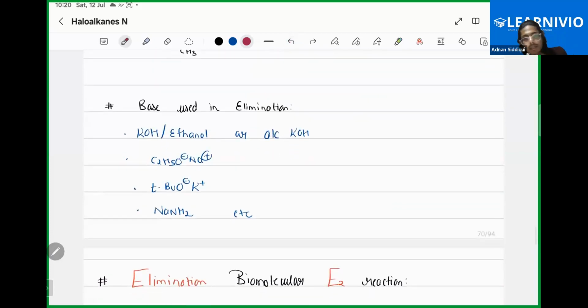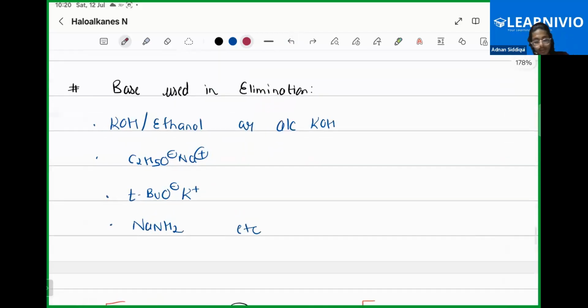Some common bases that are used in elimination are these. You can use KOH ethanol or alcoholic KOH. You can use sodium methoxide, sorry, ethoxide, or you can use tertiary butyl oxide or NaNH2. You will see these bases frequently, so you should be aware of them, right? These are some strong bases.